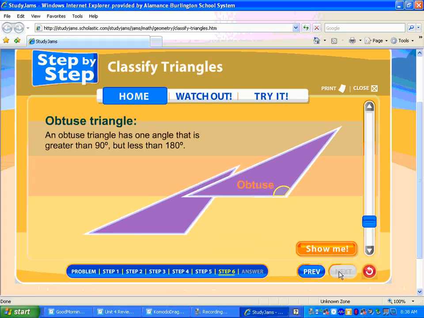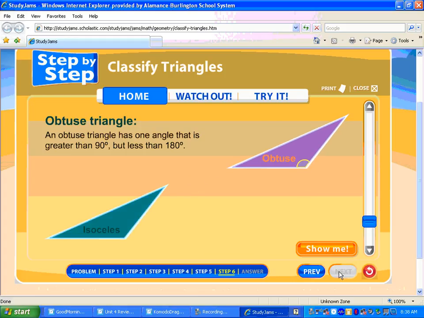Obtuse triangles can be classified as isosceles if two of the angles and sides are equal. It can be classified as scalene if none of the angles or sides are equal.